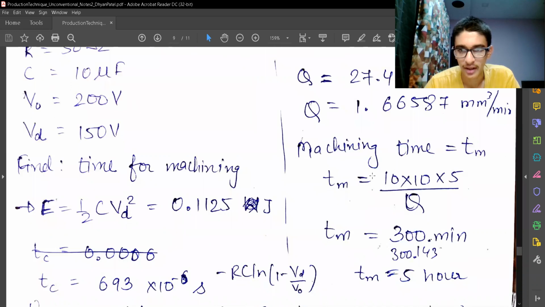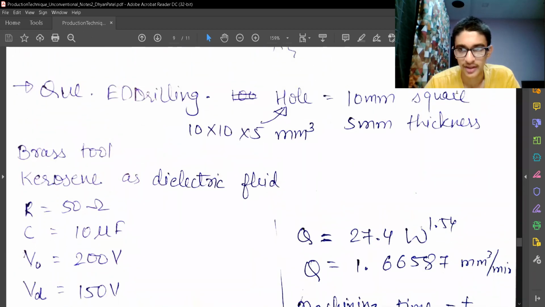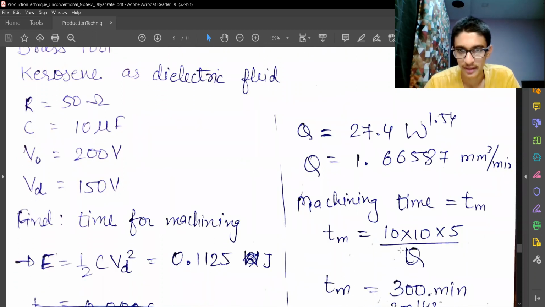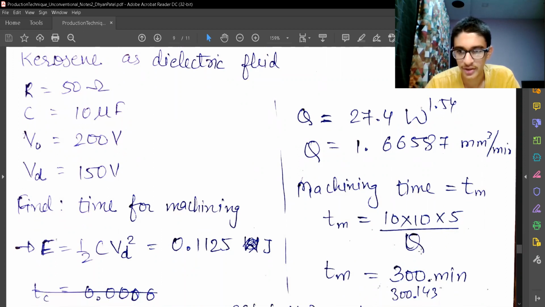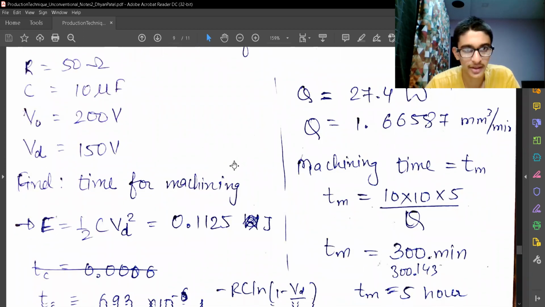My machining time will be directly the total amount of material which has to be removed, which is the area into the thickness, so 10 into 10 into 5. So my machining time will be the total volume to be removed upon the volume removal rate, or material removal rate. That will give my answer as 300 minutes. So I have got the machining time.